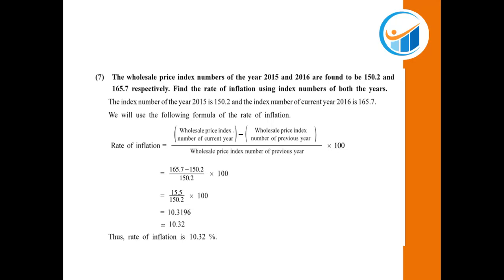So the rate of inflation in this sum will be: wholesale price index of current year, you can see it is given 165.7, previous year it is 150.2. So 165.7 minus 150.2 upon 150.2 into 100. The difference we get in the numerator is 15.5. So 15.5 divided by the base year index, we can say previous year index. In this sum the previous year is 2015, and the index number of 2015 given is 150.2. 15.5 divided by 150.2 into 100, doing the division and multiplication, we get the answer 10.3196. We can write it in 2 decimal points approximately as 10.32. So the rate of inflation will be 10.32%, using index numbers of both the years.